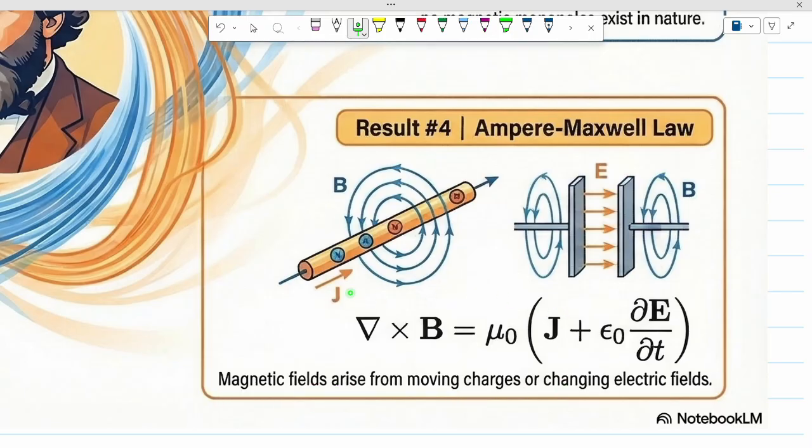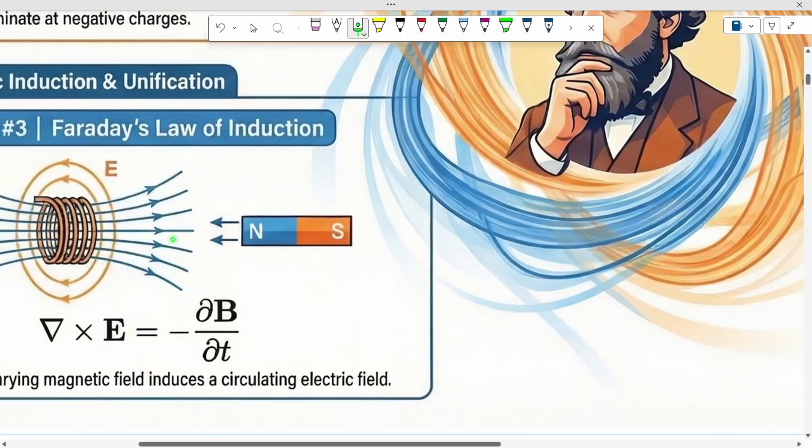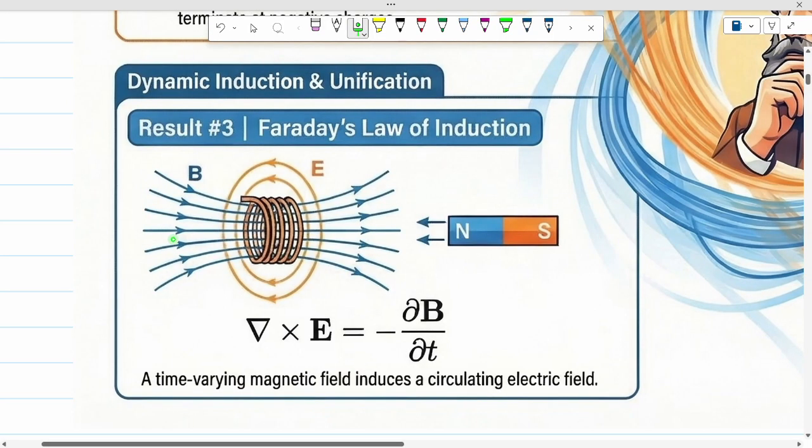And this is the first half of what the infographic is calling the Ampere-Maxwell law. This first half, involving current (this J is the current density), is Ampere's law. And we'll return to this second half after a little detour to Faraday's law, which we also talked about. So Faraday's law is result number 3. Faraday's law of induction, we just covered it.